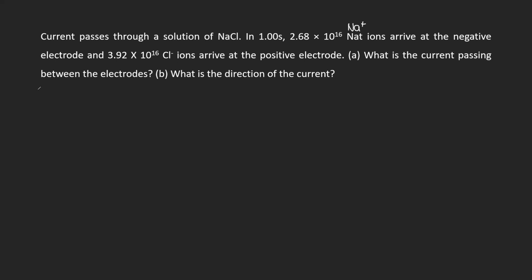We're looking for the current passing between the electrodes. What we do have is 2.68 times 10 raised to 16 positive sodium ions and 3.92 times 10 raised to 16 negative Cl ions. So how do we proceed here? We're just looking for our I.